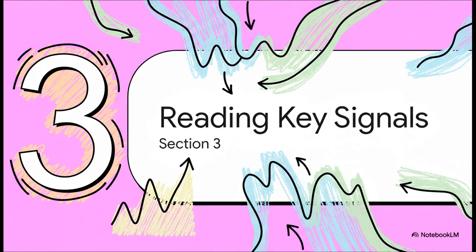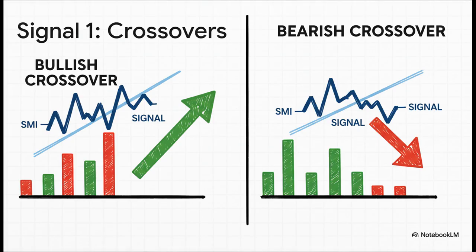All right, so we know what it is and how it's built. Now for the most important part, how do we actually make money with it? Let's dive into how to read the key signals it gives us. The first and most basic signal is the crossover. So when the faster SMI line crosses up and over the slower signal line, that's your bullish signal. It suggests momentum is shifting upwards. The opposite is true for a bearish signal. But here's a pro tip. Just watch the histogram.